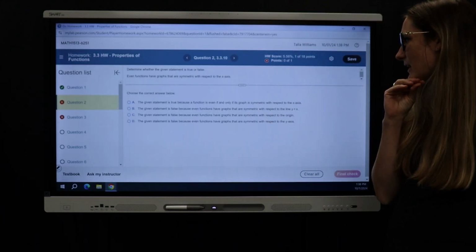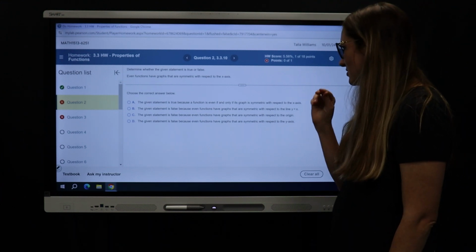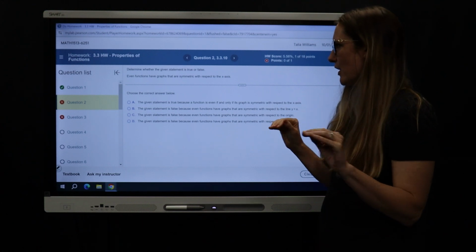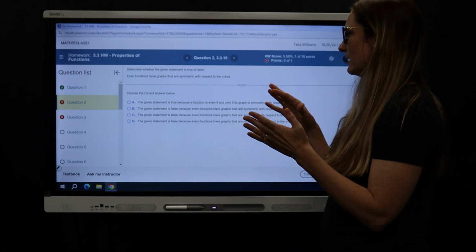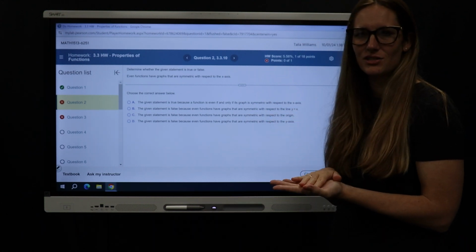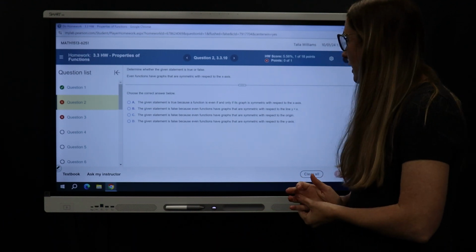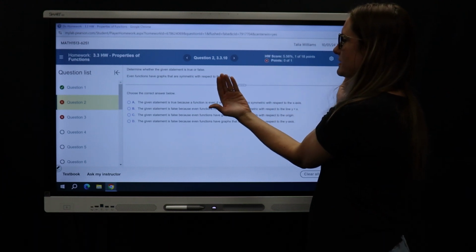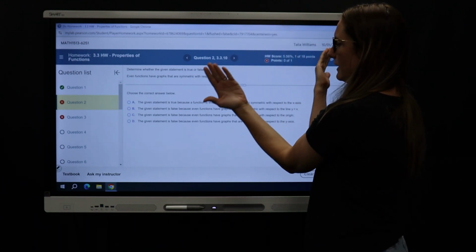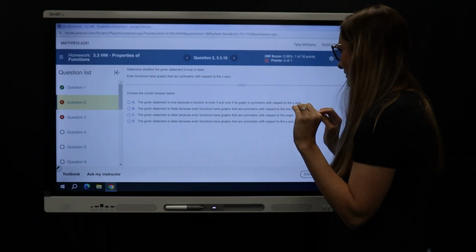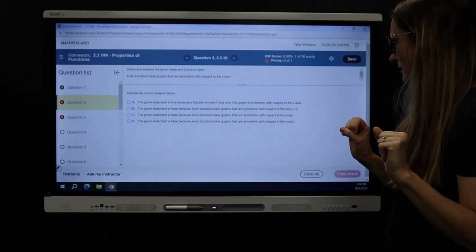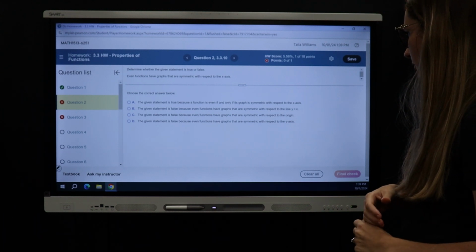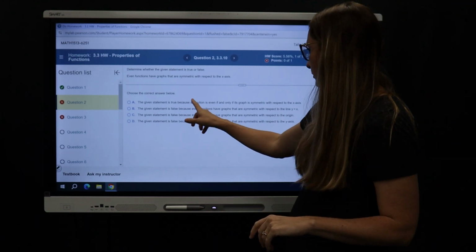Even functions have graphs that are symmetric with respect to the x-axis. No, because if it has symmetry with the x-axis, it's usually not a function, first off. But our even functions, because x squared is an even function, have symmetry with the y-axis. So let's find that. The given statement is true. It's not true. False. False. It's the only one that says true.